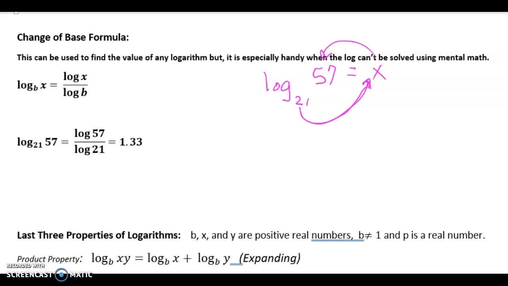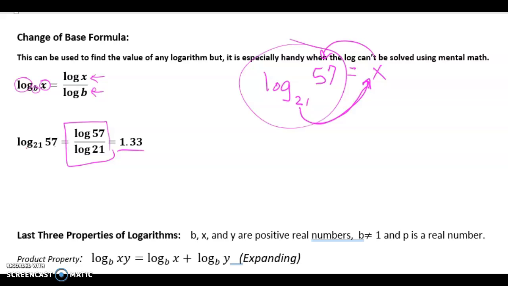So this can't be calculated mentally. So we have what we call a change of base formula. And to use the change of base formula, we put the log of x over the log of b. Log of x divided by log of b. So for our problem, that would be the log of 57 divided by the log of 21. We would get a calculator out, and our decimal value is 1.33.